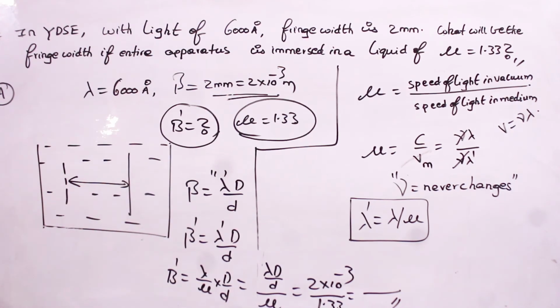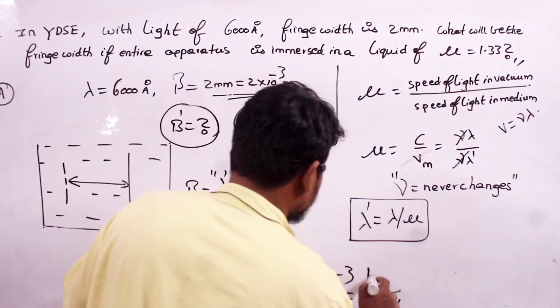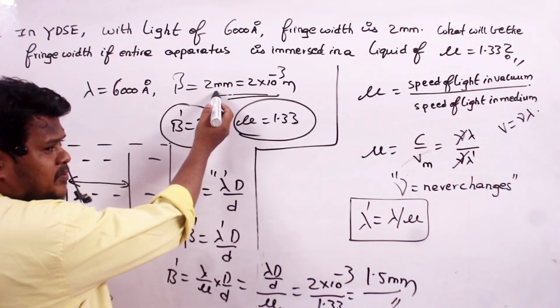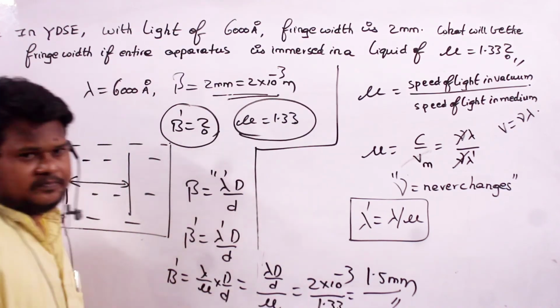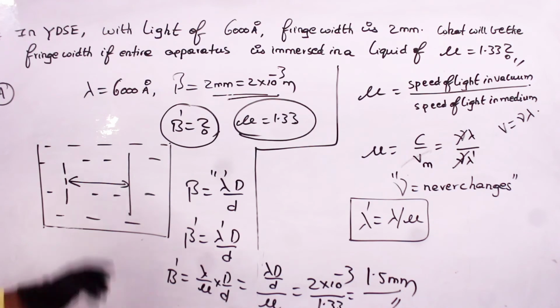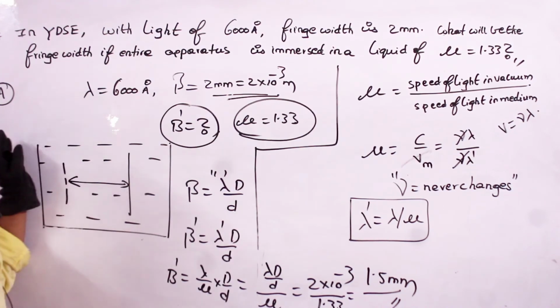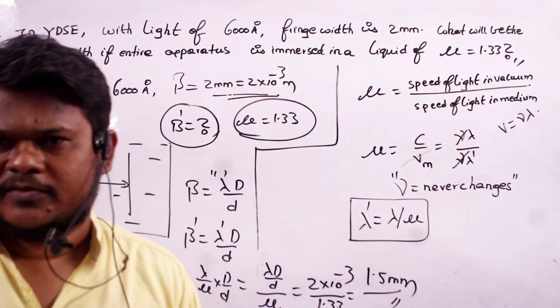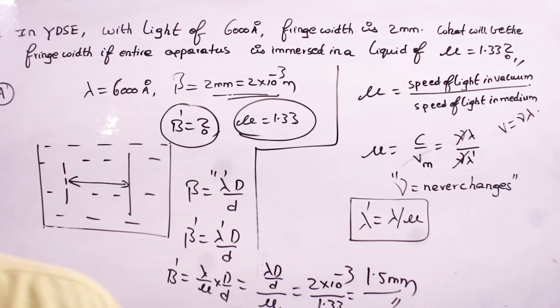And what is the answer? You will get 1.5 millimeter. Previously it was 2 mm, now it is 1.5 mm. That's it. Have you understood? Very, very important problem. There is a probability that a question can be asked from this also.